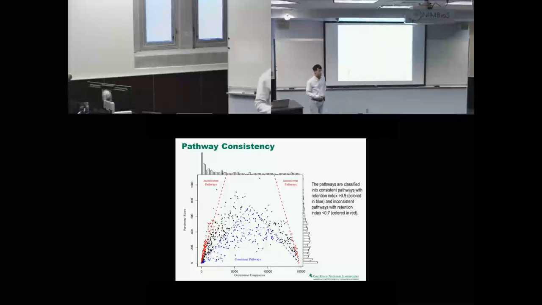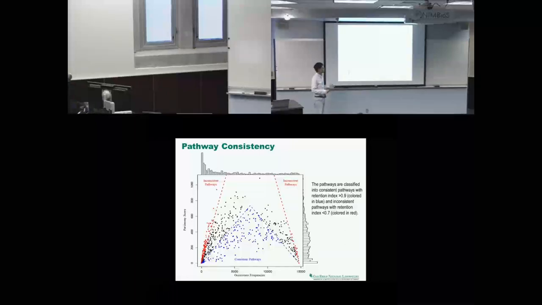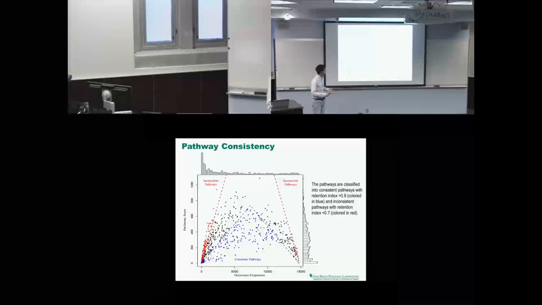Then we can calculate their retention index. Here we define an arbitrary cutoff. If it's greater than 0.9, that means it tends to be more consistent with the phylogenetic tree. If it's less than 0.7, that means it goes through frequent gains and losses in the evolution.